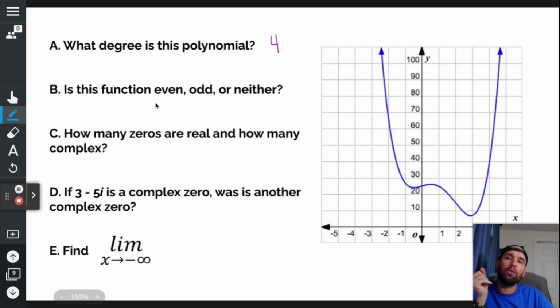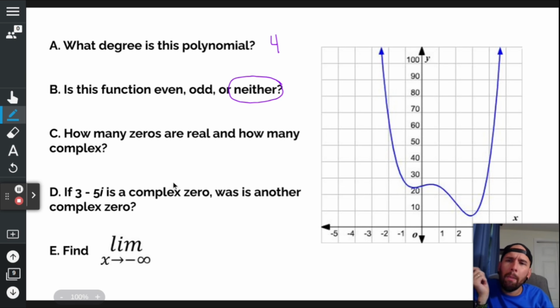Is this function even, odd, or neither? Well, can I take this guy and fold it over and get the same exact thing? No. Can I take this guy and spin it upside down and see the exact thing? No. So it's a neither.